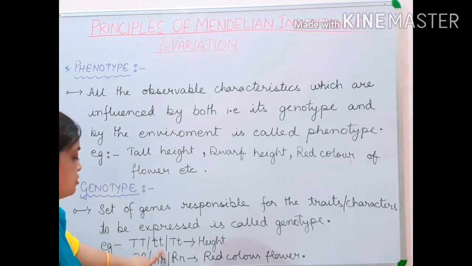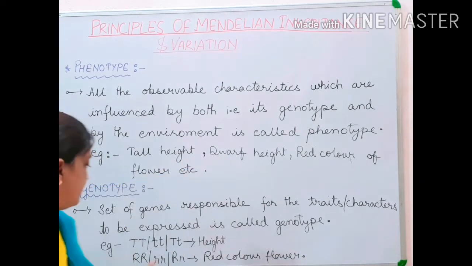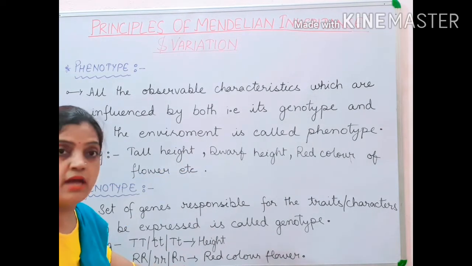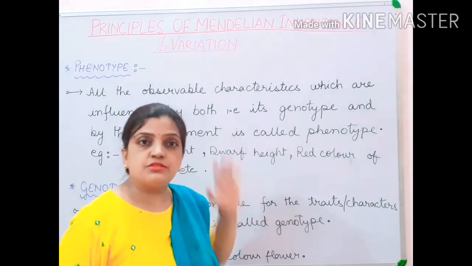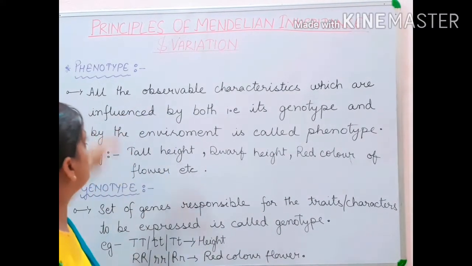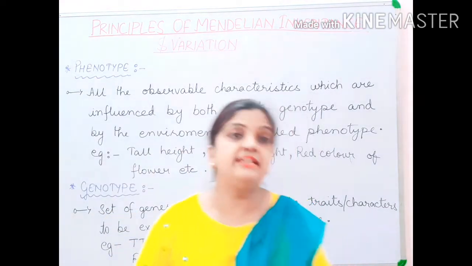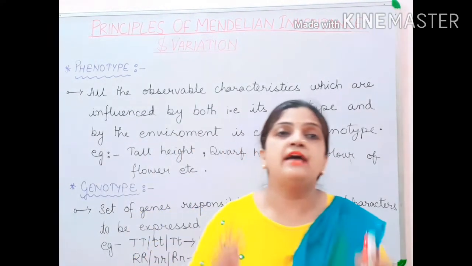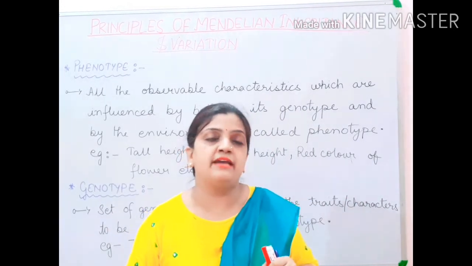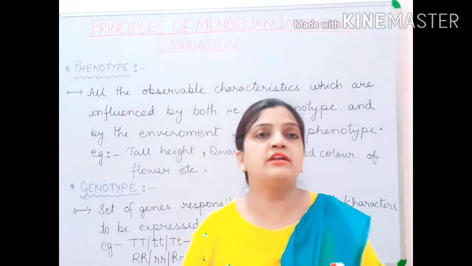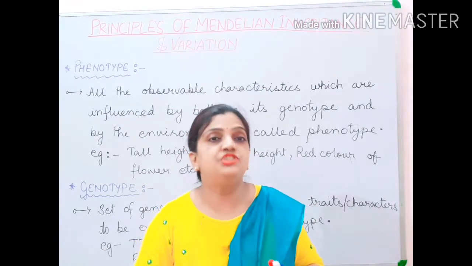Now small t and small t is the genotype for which type of character? Dwarfness. Capital R, capital R, and capital R, small r are the genes for which phenotype? Red color. So children, I hope you have understood the difference between phenotype and genotype. All the characters which are observed, which are easily expressed, are called phenotype. And the genes responsible for those expressed characters are called genotype.